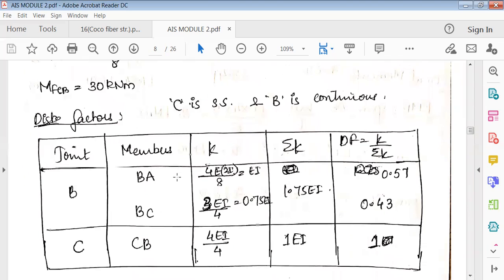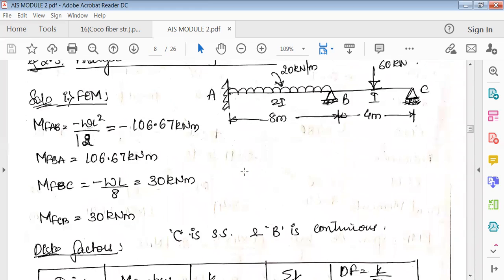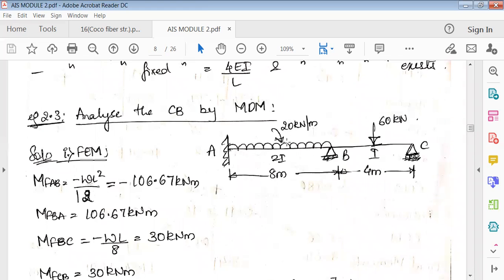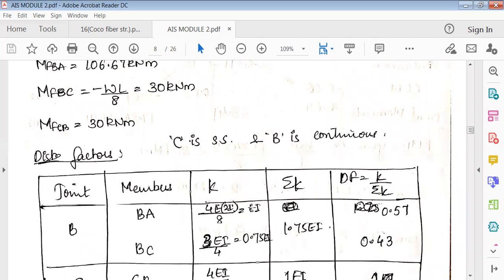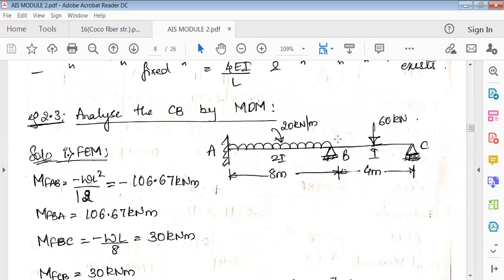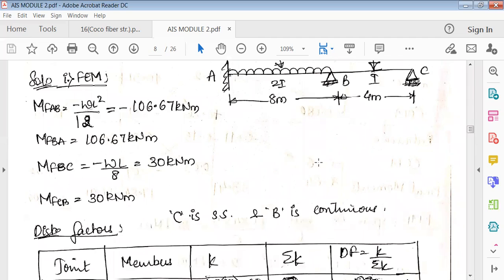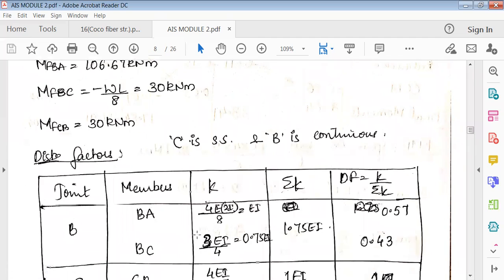Next, the stiffness. Now stiffness of BA: at this joint there is a fixed support, so it is 4EI by L, where I here is 2I, divided by L. Similarly, BC. You can see here in BC, the C support is a simply supported one, first thing, and it is the last support. So that's why at C we'll take it as 3EI by L. So in BC this is 3EI by L, so it is now 0.75. Okay, next add both of these.